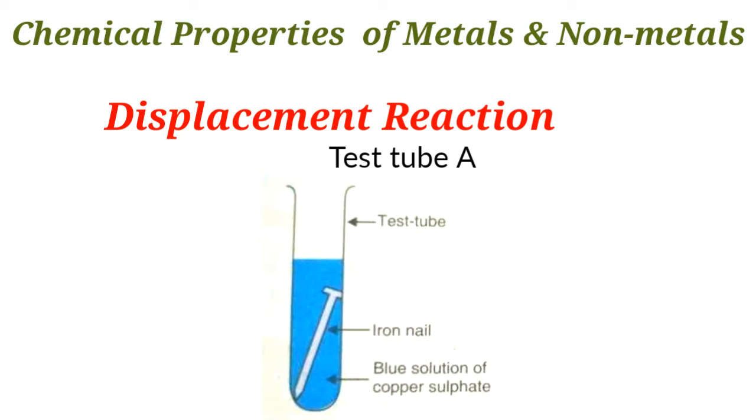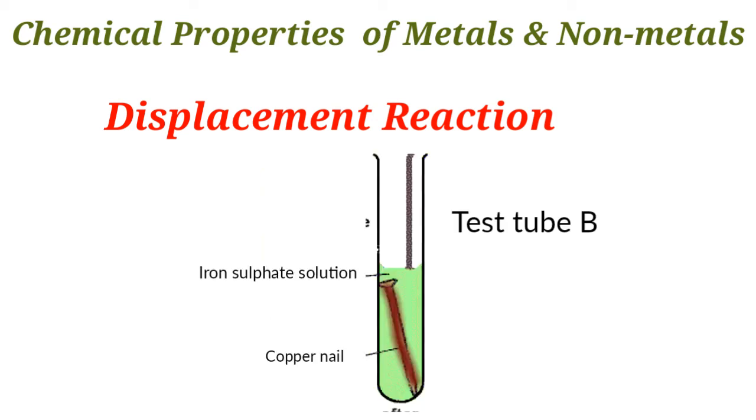For that, take 10 ml of dilute copper sulphate solution in a test tube. It is a blue colored solution. Place an iron nail in the solution and stir the solution for a few minutes and then leave it for some time. Now take another test tube and add 10 ml of iron sulphate solution in that test tube and place a copper wire in it. Shake the test tube and leave it for some time.